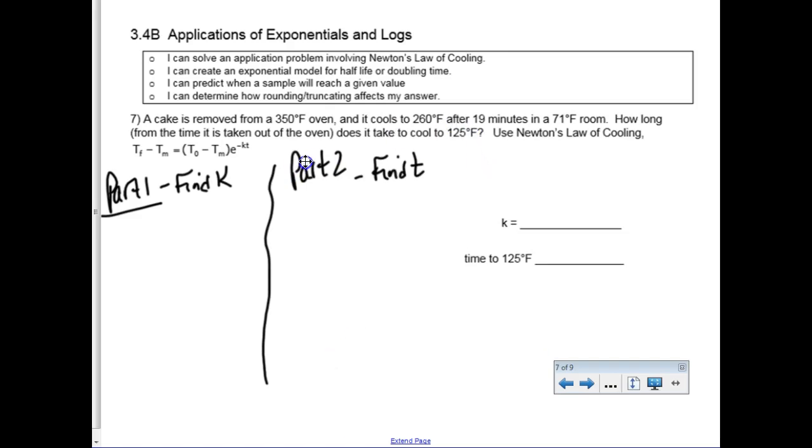So in part 1, for both parts actually, it comes out of the oven at 350. So that's the initial temperature. And then the first time, it's going to cool to 260. So that's the final temperature for part 1. So I'm going to make a little note there, 260. In a 71 degree room. So that's the temperature of your surrounding medium, which sometimes in our notes they called it T sub S, but in this formula they call it T sub M. And that's going to be the same for both parts.